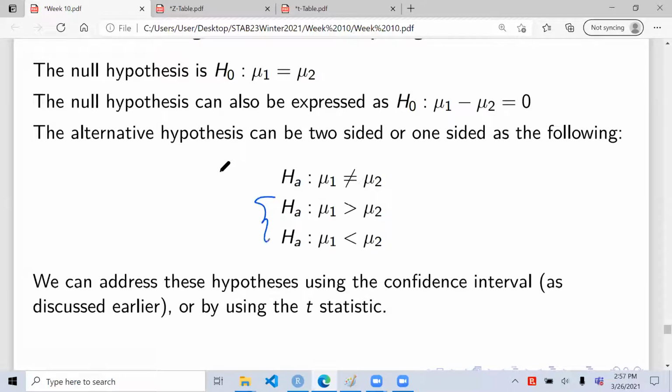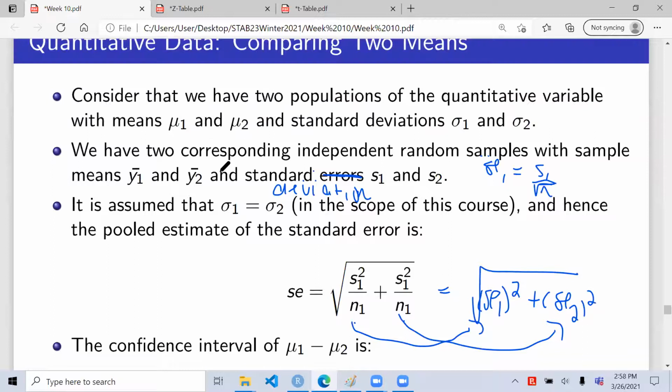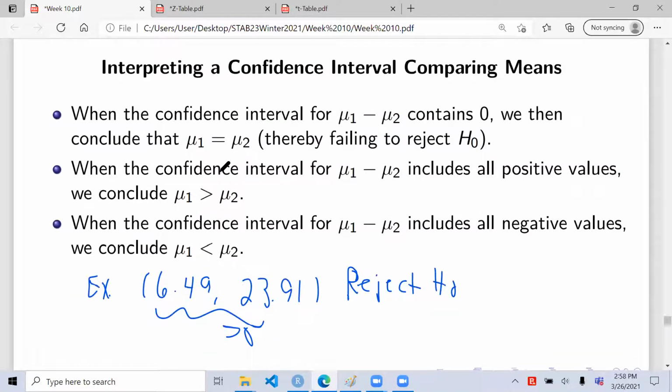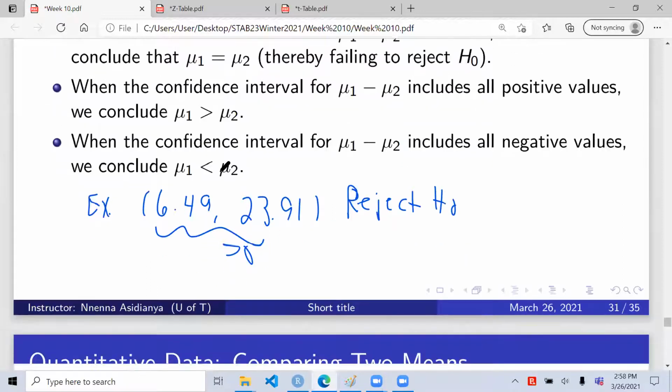So let's write this down again. You can address one-sided tests in the way that I just told you. Look at the sign of the actual test and of the interval. If it's all positive values, then in a one-sided test you can say the values are all bigger than 0, so we reject the null hypothesis and conclude the alternative, that it is bigger than 0, basically.